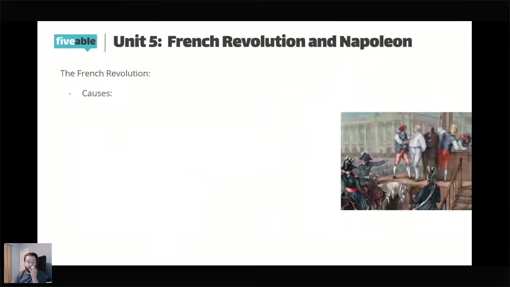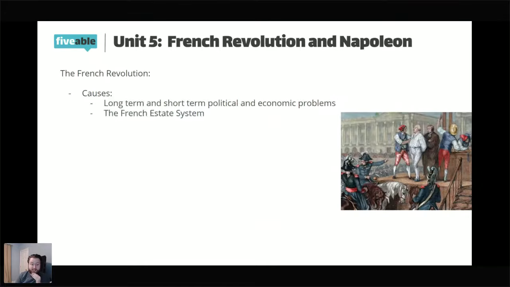Now, the French Revolution. The causes of this, of course, there are long-term and short-term political and economic causes. But the French estate system: clergy, nobility, and everybody else, first, second, and third estate. The Enlightenment also is a big cause of this. What we were just talking about, representative government, limited government, all of that good stuff. It's going to really encourage people to question their own government, to question the way society is set up.